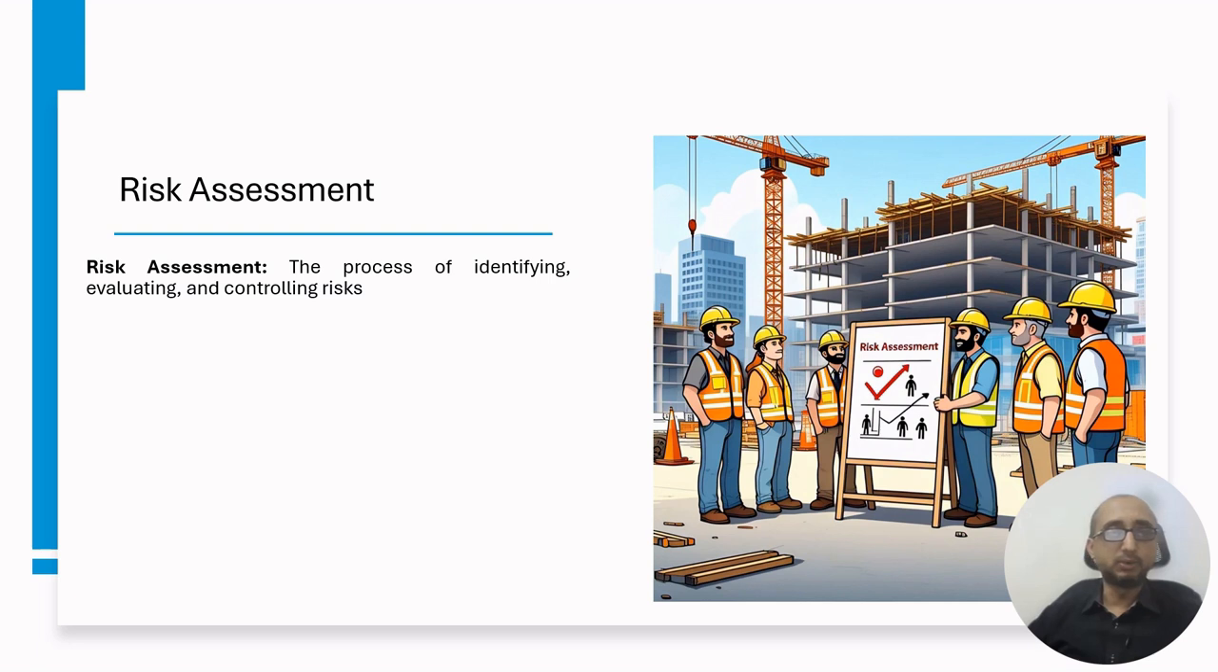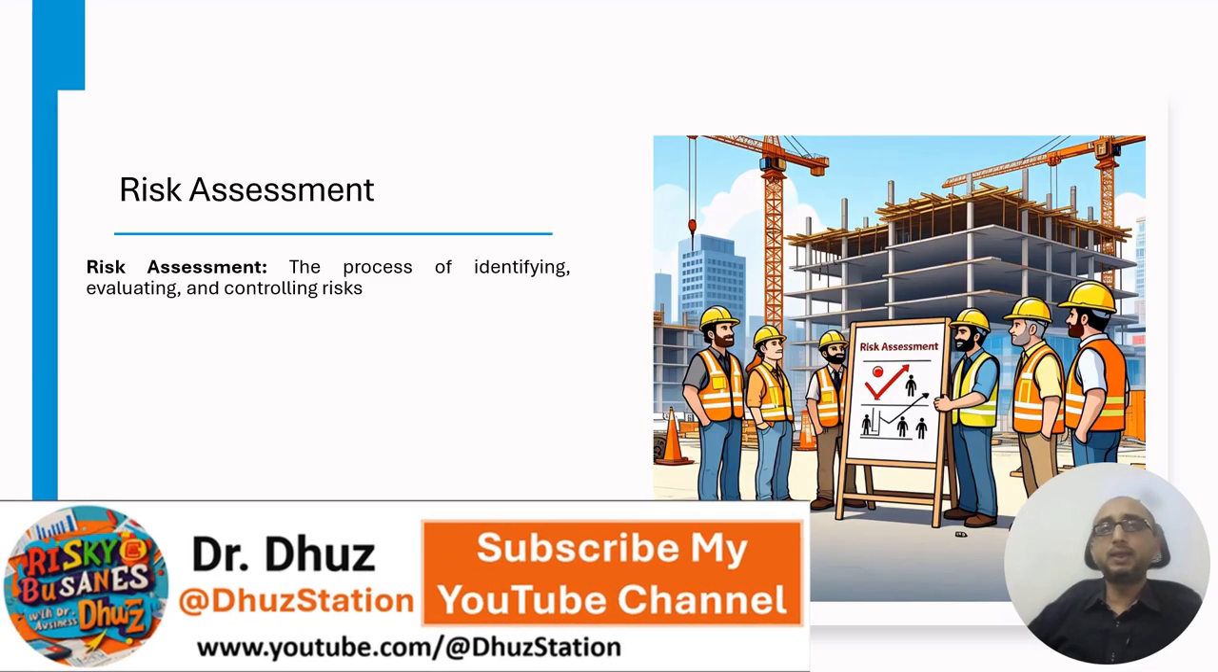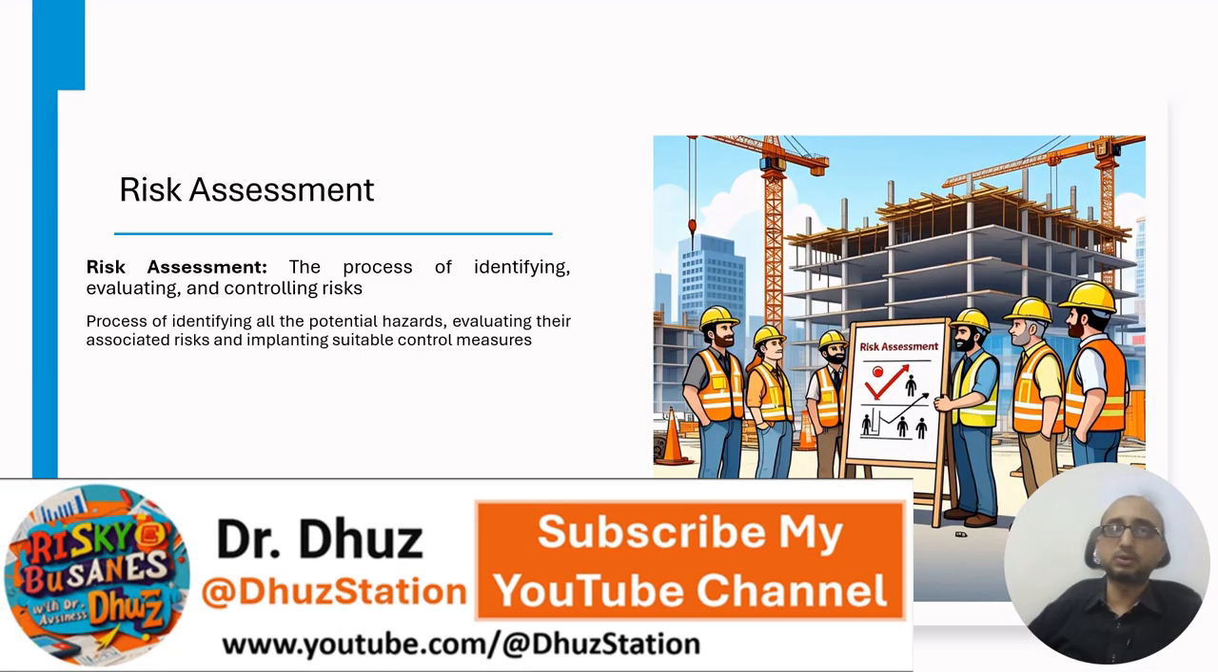So what is risk assessment? Risk assessment is basically the process of identifying, evaluating, and controlling the risk. So simple. The process in which we identify the hazards, then evaluate the risk associated with them, and then put suitable control measures in place is called the risk assessment process. Let's elaborate further. Risk assessment is the process of identifying all the potential hazards of the organization, evaluating their associated risk, and implementing suitable control measures.